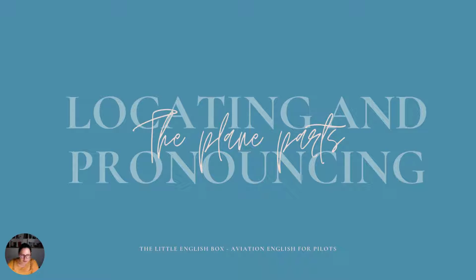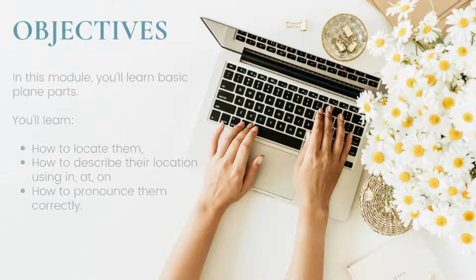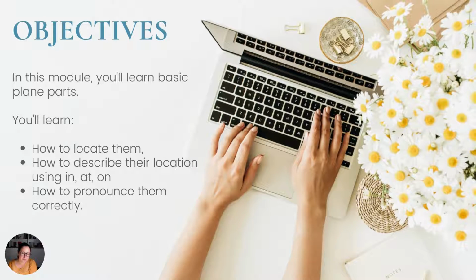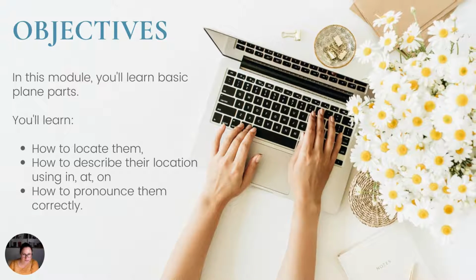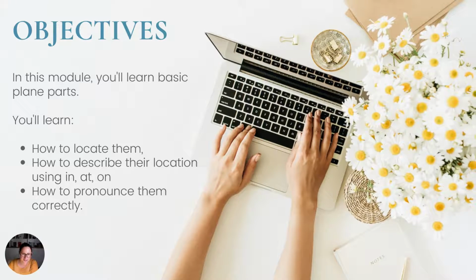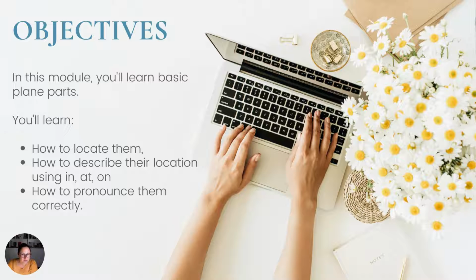So now I'm taking you through the main and most common plane parts. We're going to see in this lesson how you can locate them. So basically, where are they in a plane? How to describe their location using the prepositions in, at, on, which can be confusing sometimes. And then we'll also work on the pronunciation. So you will see some phonetics and you will hear my voice.